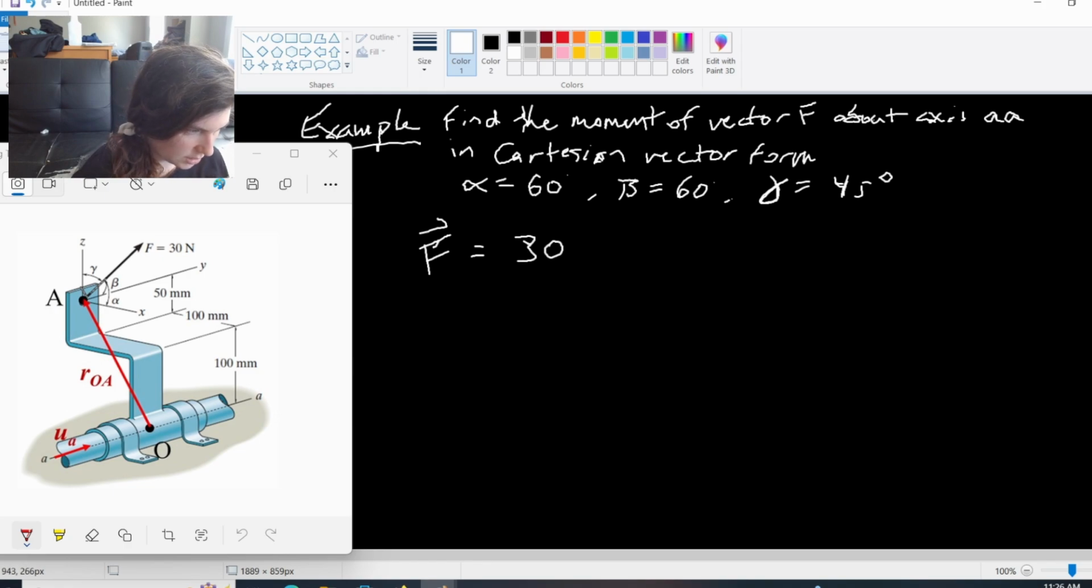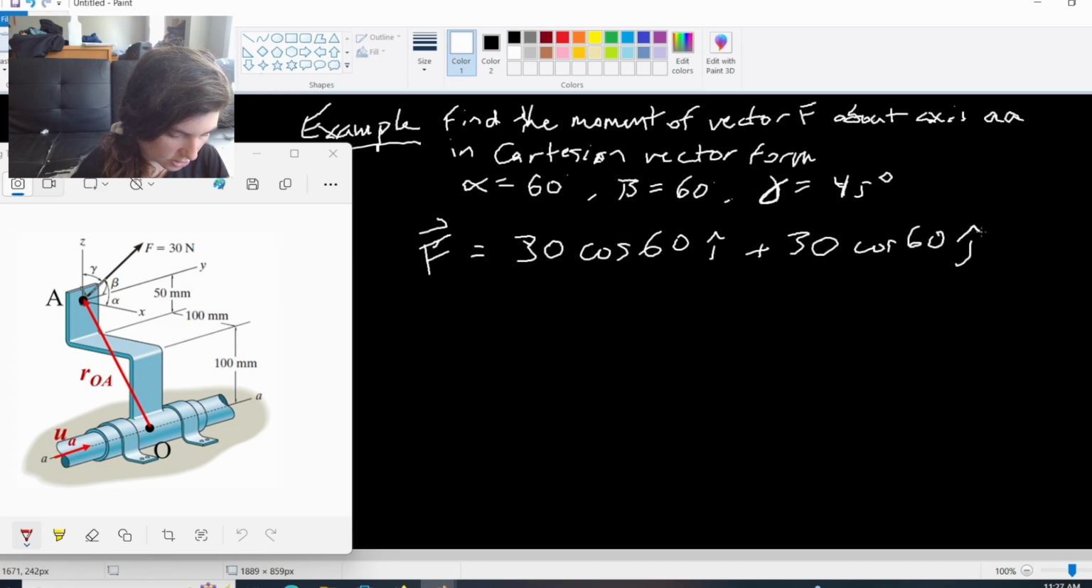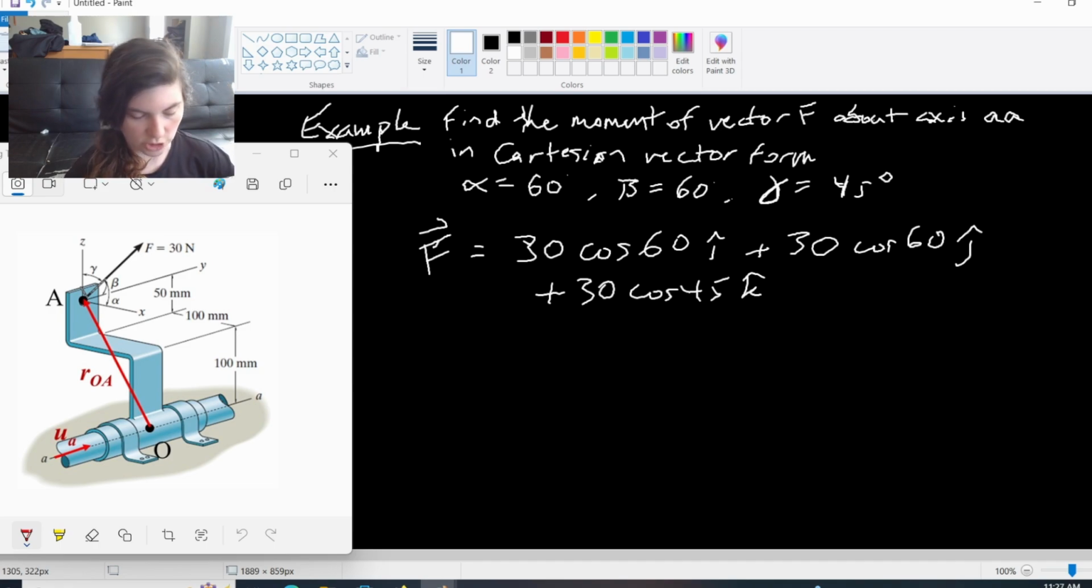I'm going to do 30 times my cosine alpha, that gives me my x component, 30 cosine 60 i hat, plus 30 cosine 60 j hat, right? That's my beta, that's my y component, plus 30 cosine 45 gives my z component, my k hat there, right? Easy enough. Back from a few weeks ago, we should be comfortable with using these alpha, beta, gamma breakdowns into Cartesian form. We've got our force broken down.